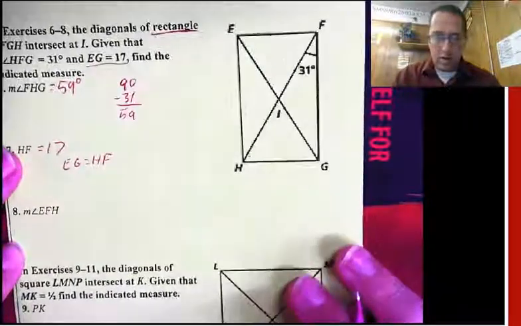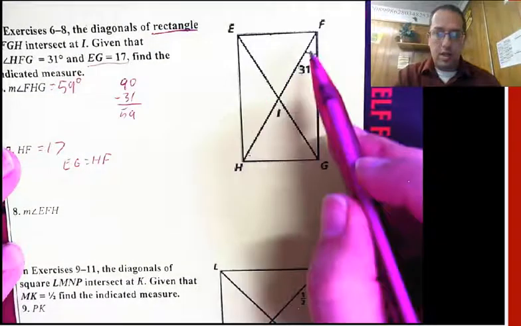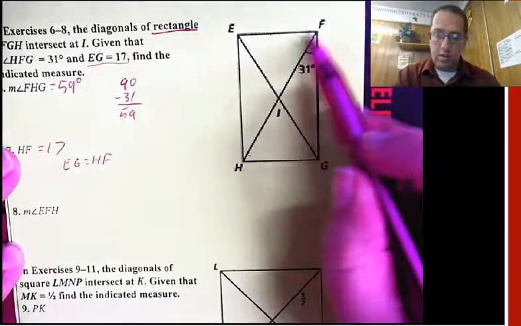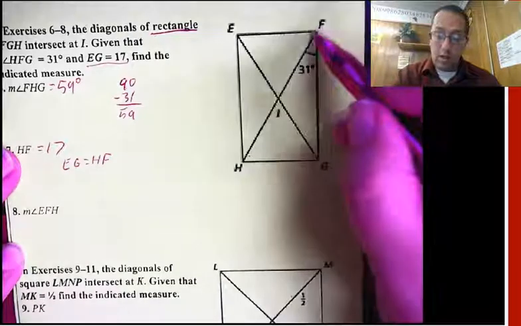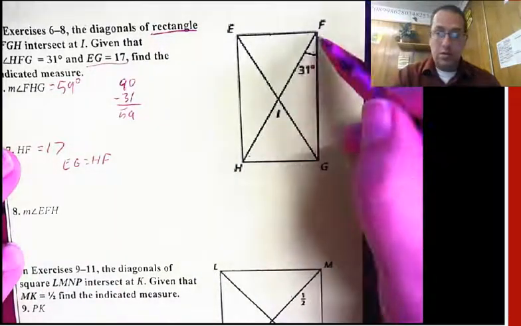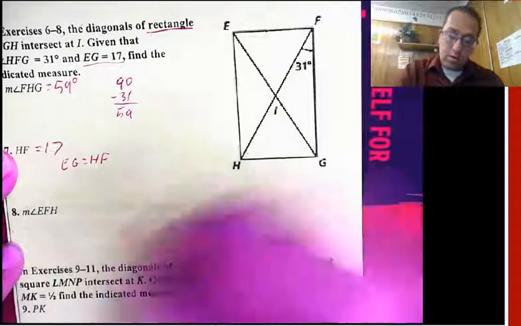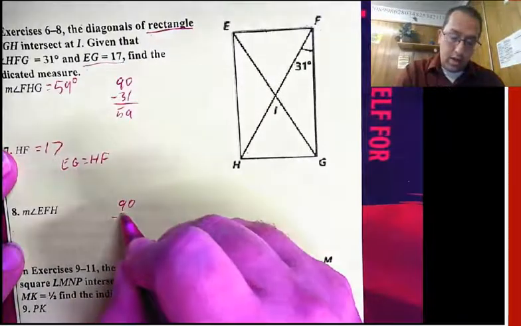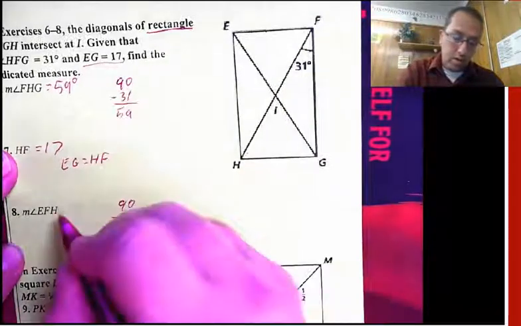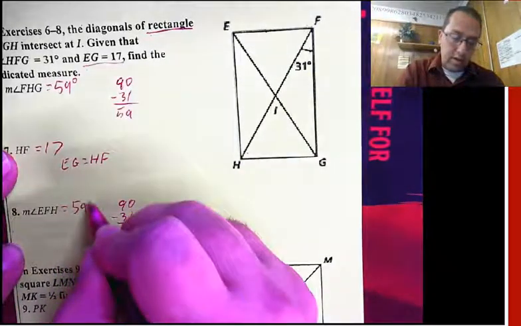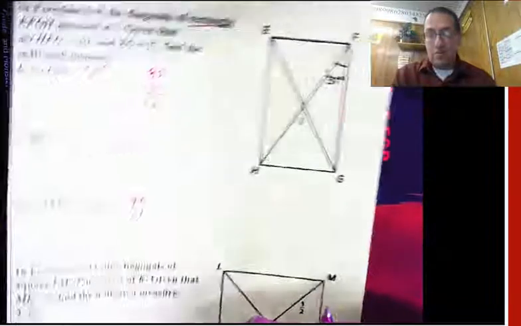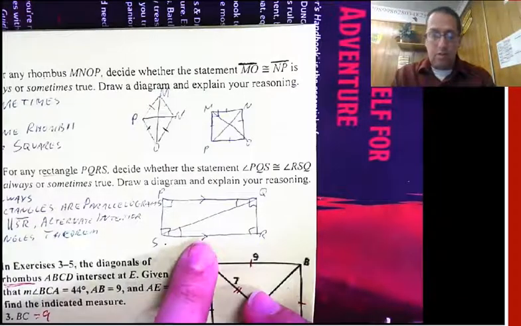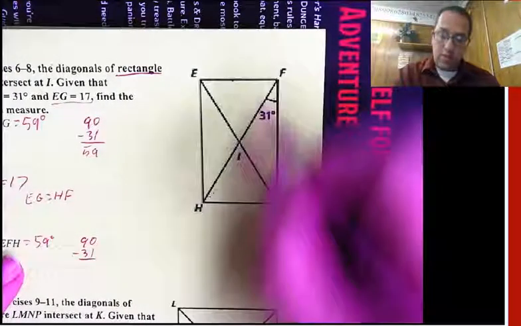Okay, so now we need the measure of angle EFH. So this angle right here. Well, again, this is a right angle, isn't it? Because it's a rectangle, so these are right angles. So I know part of it is 31, and I can just do 90 minus 31, which I already solved up there. This is 59 degrees. And also, as we said here, alternate interior angles are going to be congruent, right? So this angle is going to be congruent to that angle. Another way we can do it.